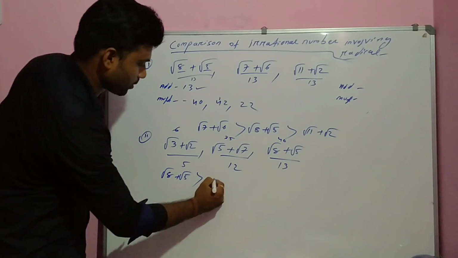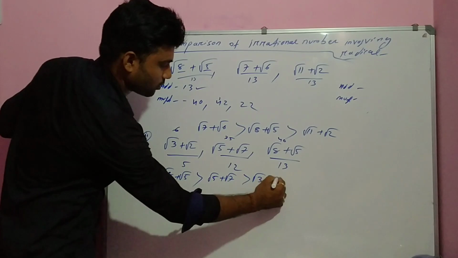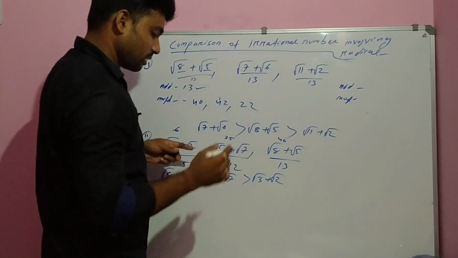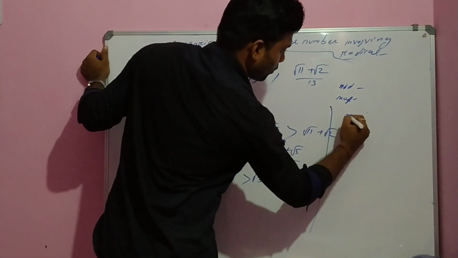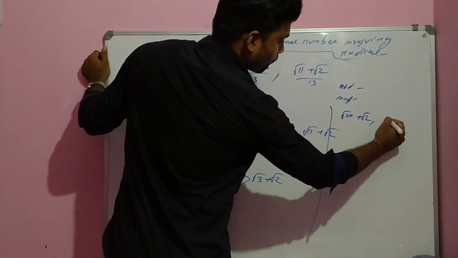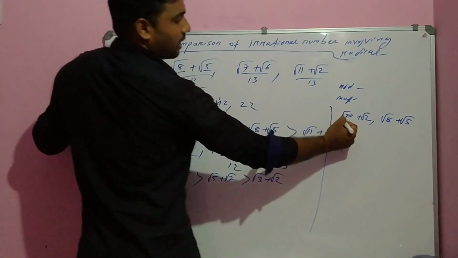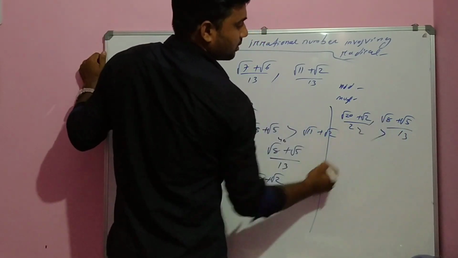Root 5 plus root 7 is greater than root 3 plus root 2. This type of question comes in exams. Then another method: suppose the question is given as root 20 plus root 2 and root 8 plus root 5. Same problem, same thing. The addition is 22 for one and 30 for the other, so this one is greater.